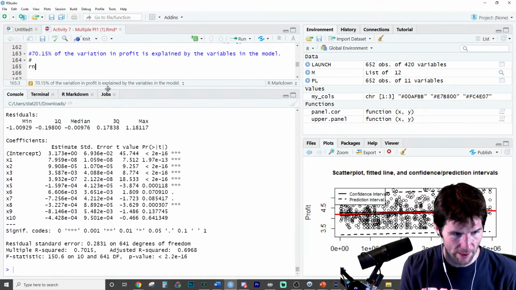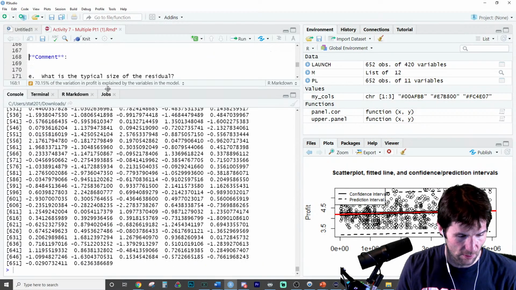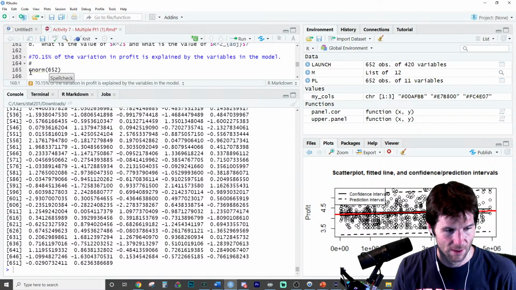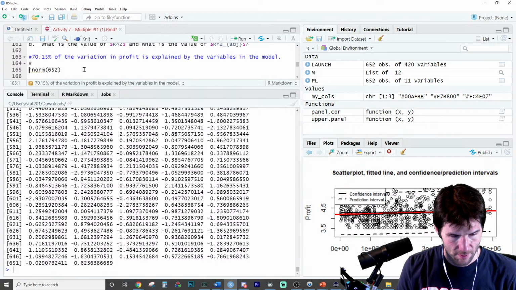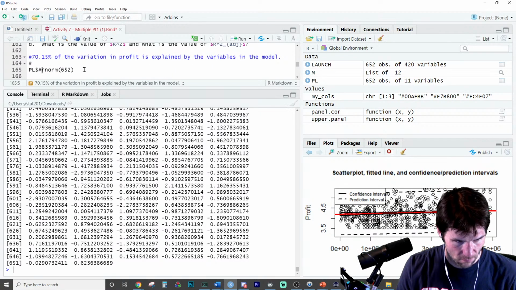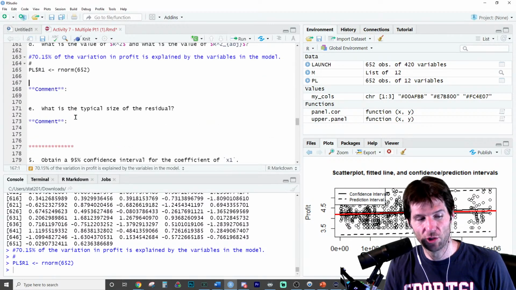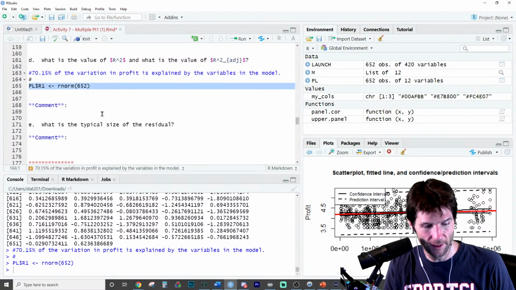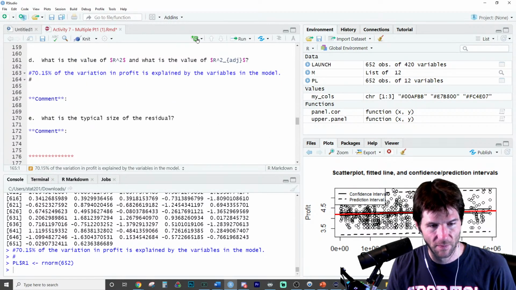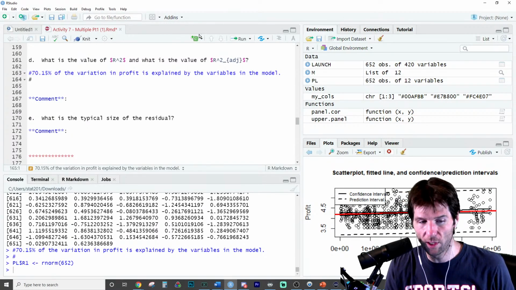Let's go here, random norm, and 652. Cool. Watch this. Random 1. I am literally creating junk variables. Oh, it did run that. Wow. So what I'm creating right here is some junk variables.